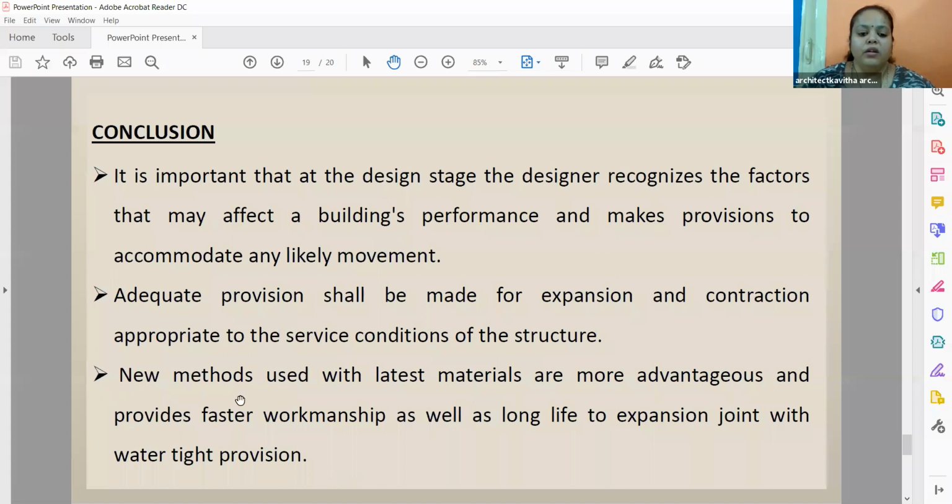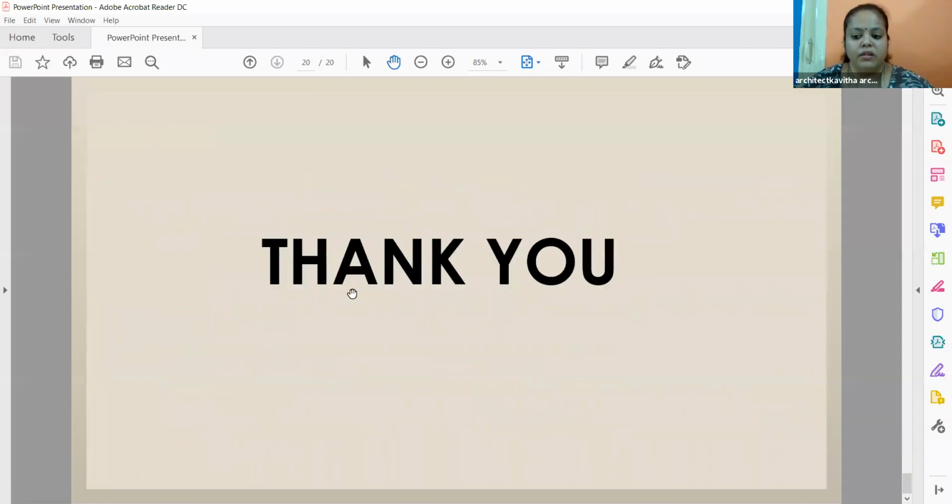Watertight also. One thing you have to make sure is that the expansion joint has to be watertight. You cannot allow water to enter because it will damage the building. At any point there will be seepage. So the expansion joint should be very carefully covered. Giving the gap is one thing and covering is another important thing when it comes to expansion joints.